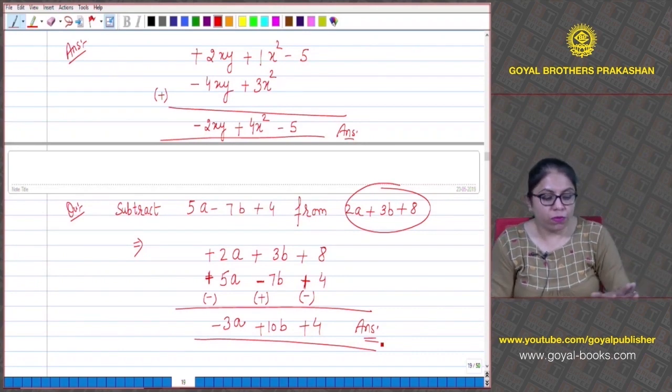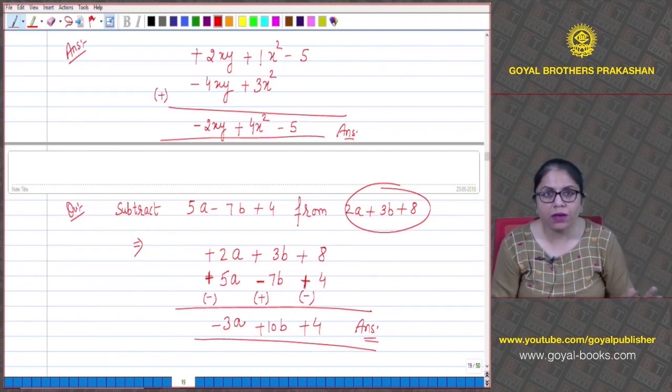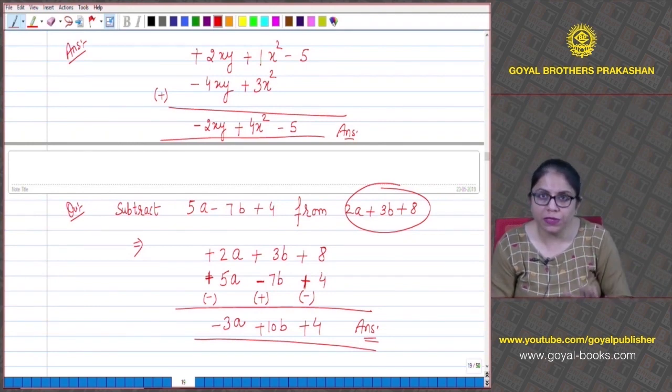So this is what I had explained, all related to class 7th. Now we will discuss this chapter as per 8th standard, but for doing 8th standard questions, you should know the basics. Okay.